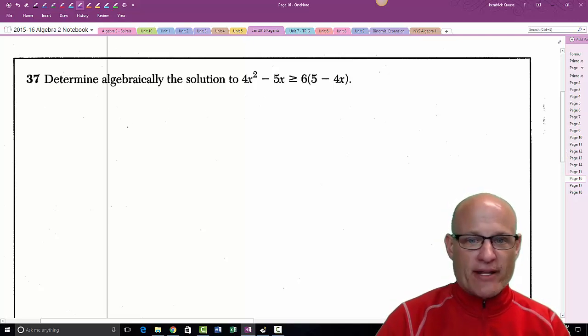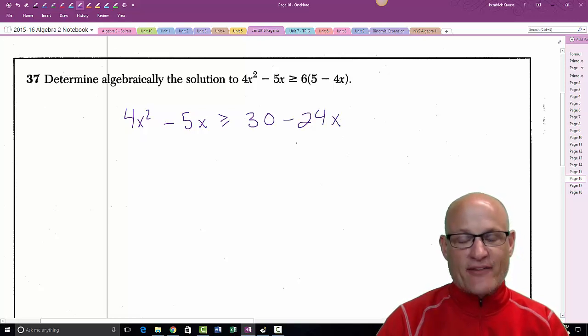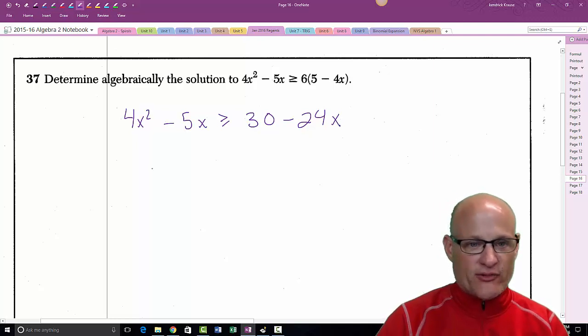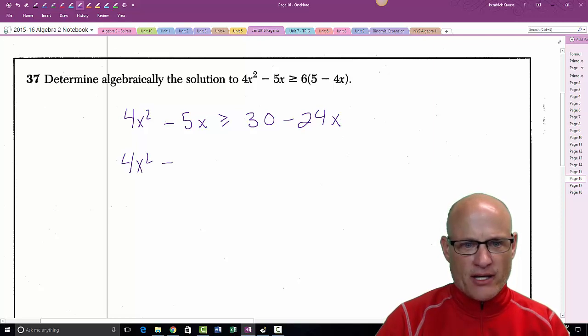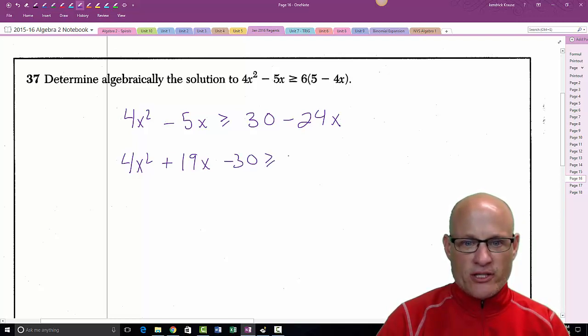What is this? Oh, no problem at all. Let's get rid of that parentheses. So we get 4x squared minus 5x greater than or equal to 30 minus 24x. Now, this is a quadratic, so we're going to bring everything to one side. You want to make sure your x squared is positive. So plus 19x minus 30 is greater than or equal to 0.